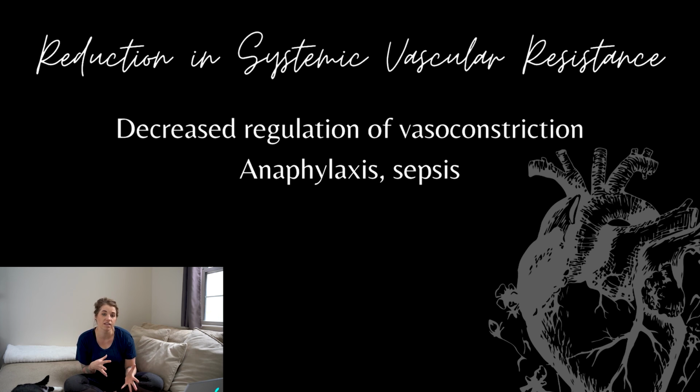Examples of a loss of systemic vascular resistance would be a pet with sepsis that has, again, these inflammatory cytokines, inflammatory mediators, or a pet that is undergoing severe anaphylaxis for the same inflammatory reasons. Our vessels will dilate instead of constrict, and we will have a loss of blood pressure.